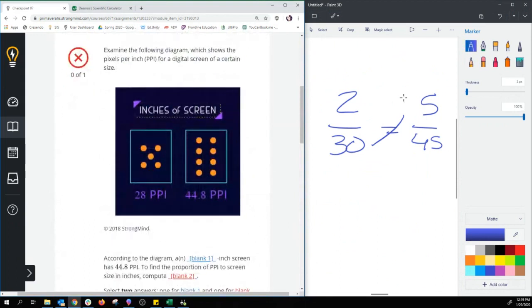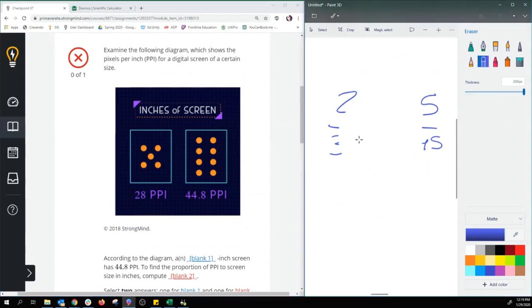Examine the following diagram, which shows pixels per inch, PPI, for a digital screen for a certain size. So how many inches of screen do I have if I have 28 PPI? How many inches of screen do I have? So when I look at the diagram here, 28 PPI tells me I have 5 inches of screen.